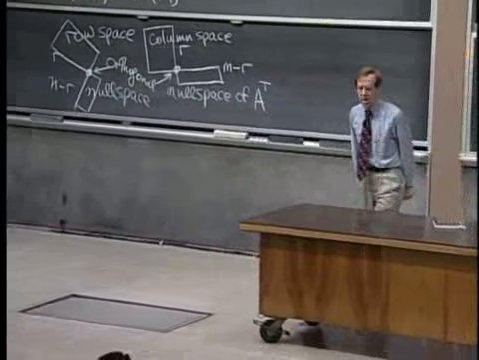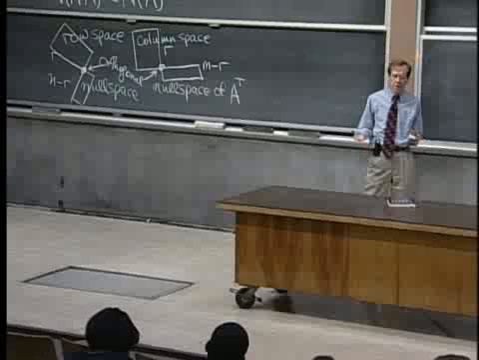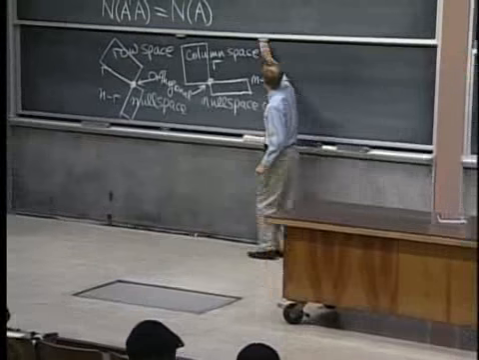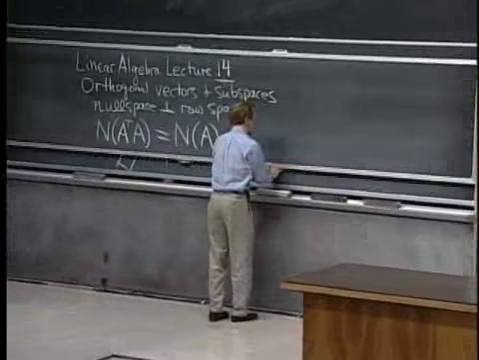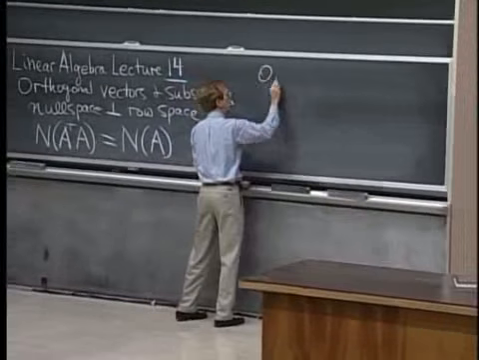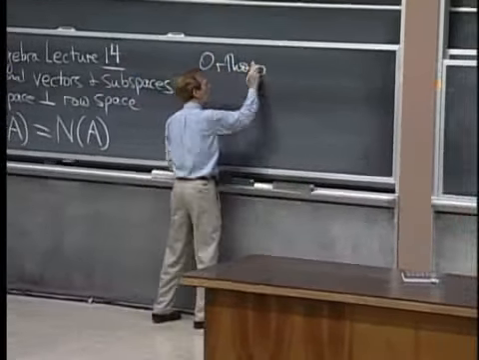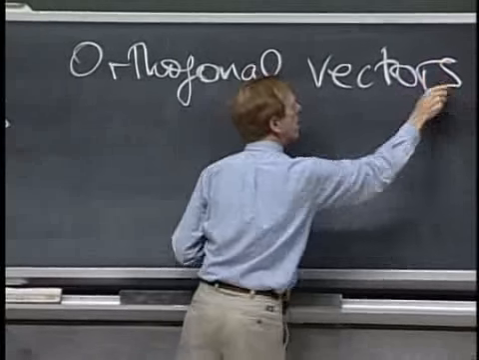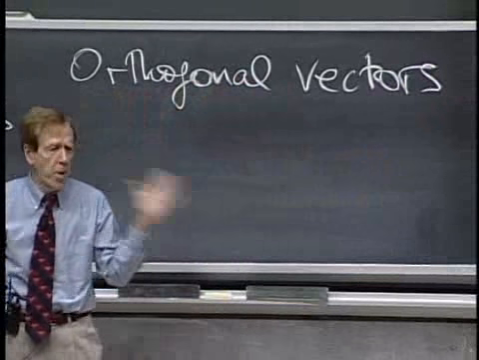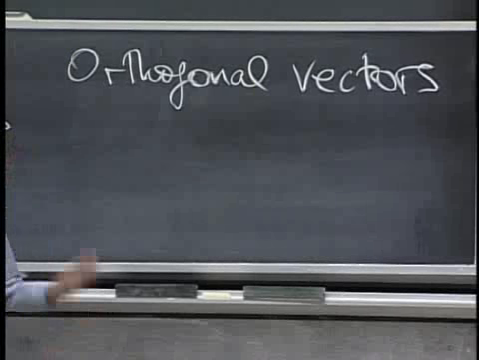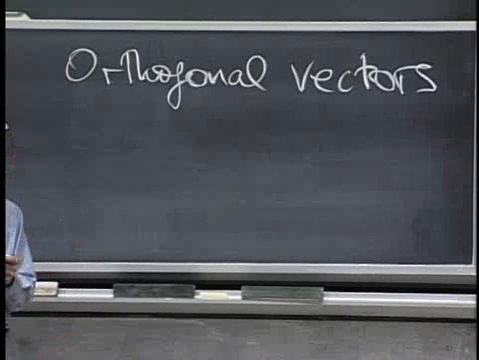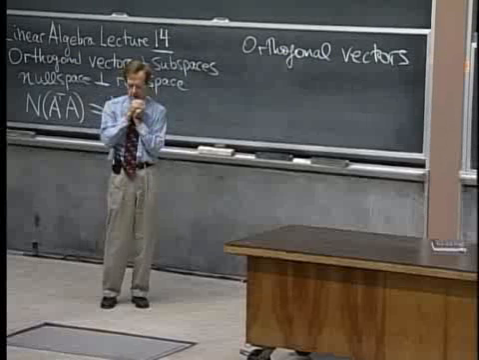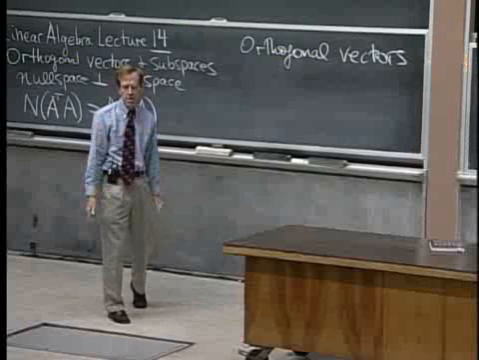Okay, I have to say, first of all, what does it mean for two vectors to be orthogonal? So let me start with that. Orthogonal vectors. The word orthogonal is just another word for perpendicular. It means that in n-dimensional space, the angle between those vectors is 90 degrees. It means that they form a right triangle.